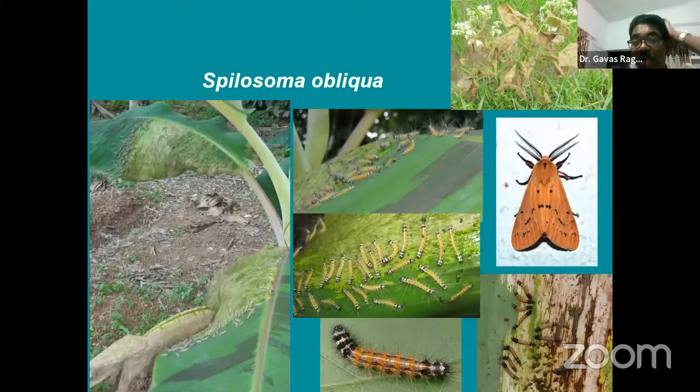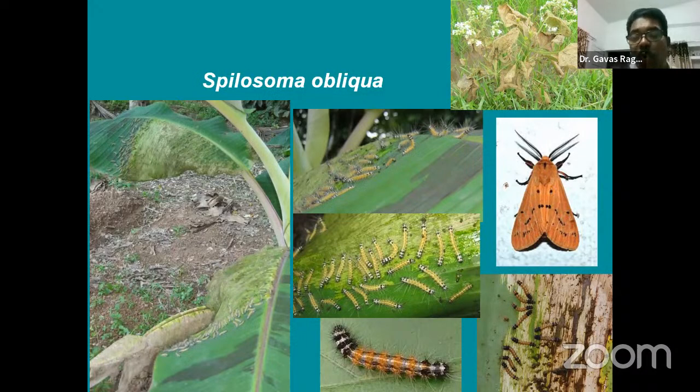Then we have another pest called Spilosoma obliqua. Spilosoma obliqua is also a hairy caterpillar which severely damages the plant by defoliation. And as you know, if a standing crop loses 30% of its leaf area, it will affect the yield of the plant.